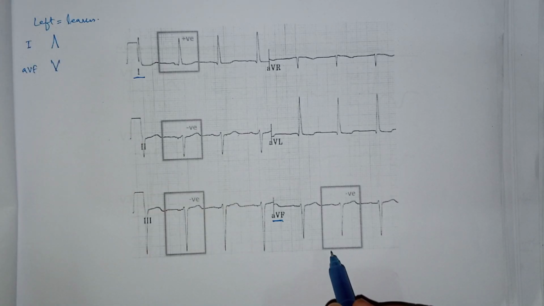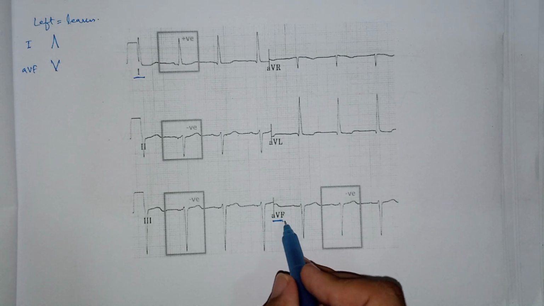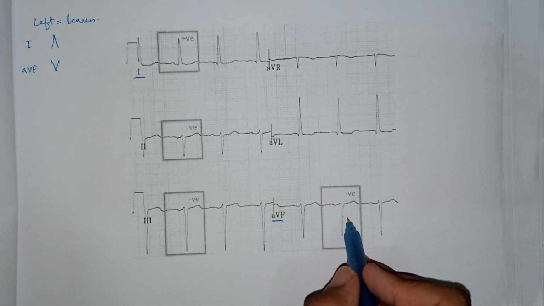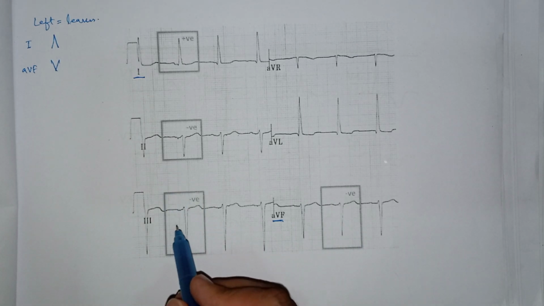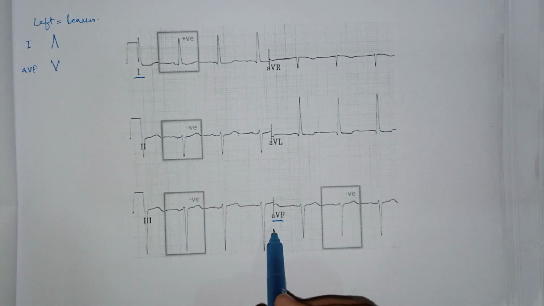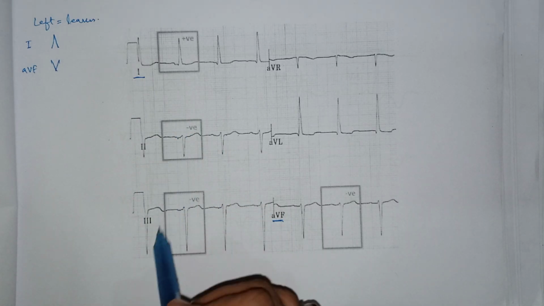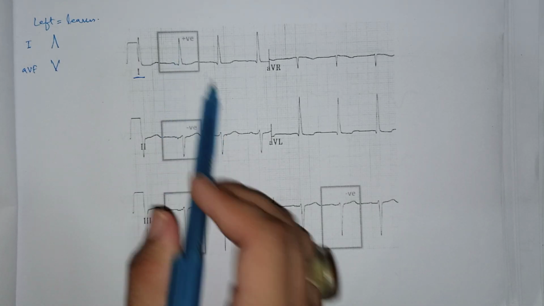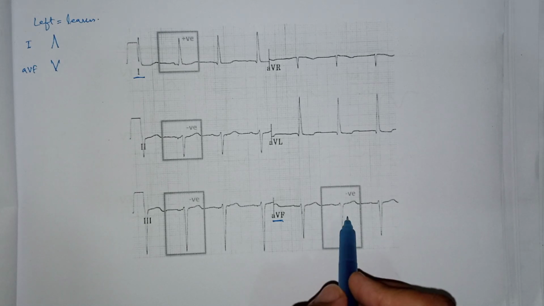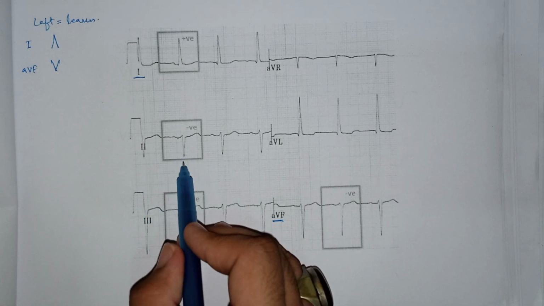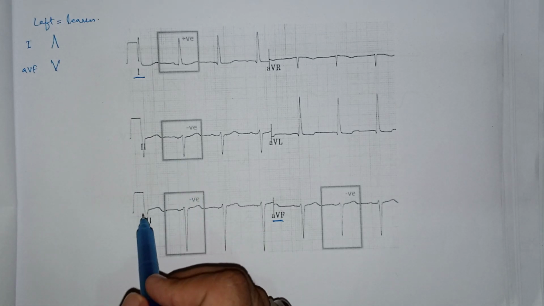But as we have discussed previously, if AVF is isoelectric, that is, we cannot determine whether it is a positive or negative deflection, then lead 2 or 3 acts as a tiebreaker. Then check lead 1 along with AVF, and check lead 2 and 3 as well. So in this case, lead 1 shows a positive deflection and AVF shows negative deflection. Along with AVF, leads 2 and 3 are also showing negative deflection of the QRS complex.